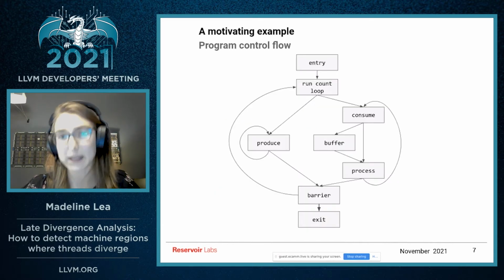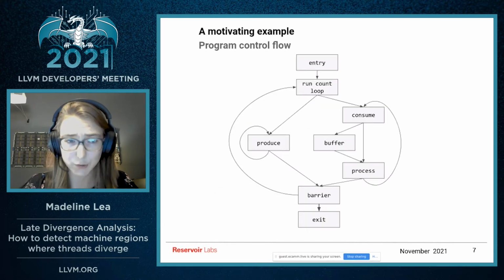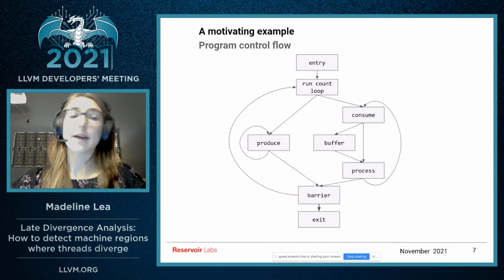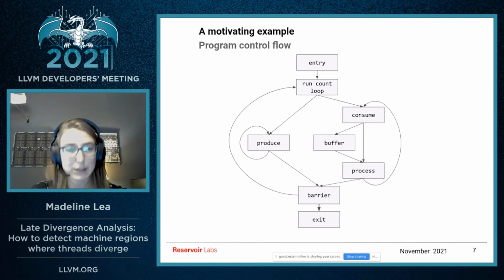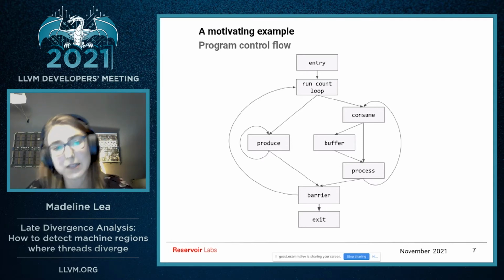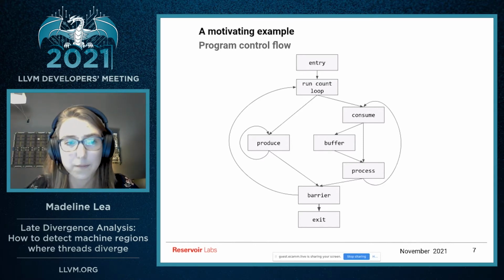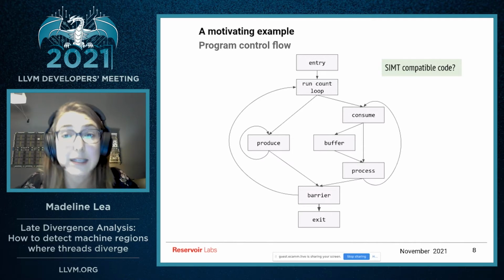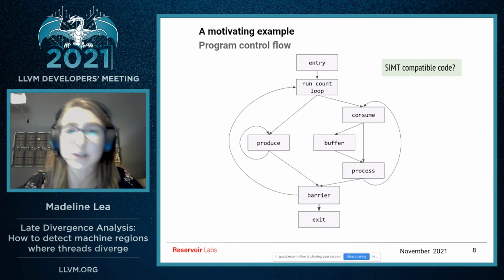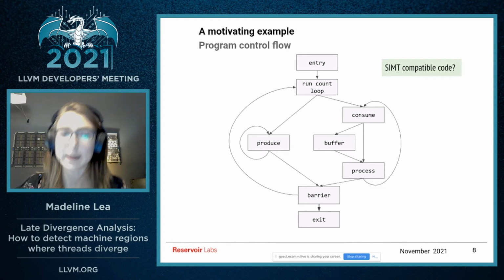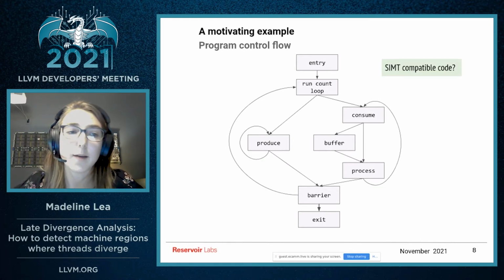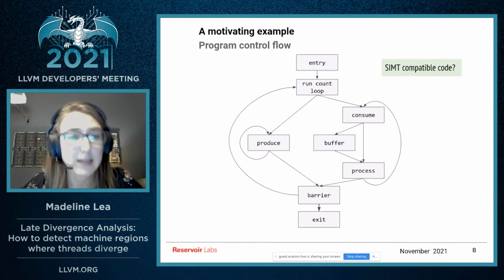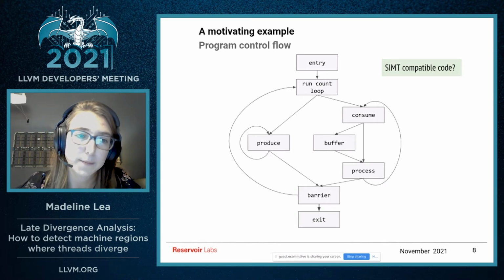From this example, we get this control flow graph. We have an outer run loop and then an inner if and else, to produce or to consume. And then inner to those routines, we have some additional control flow. So how do we generate SIMT compatible code for this case? Typically, predication is handled by collapsing the control flow and then computing a predicate for each block or set of blocks that controls if a thread is enabled during its execution.